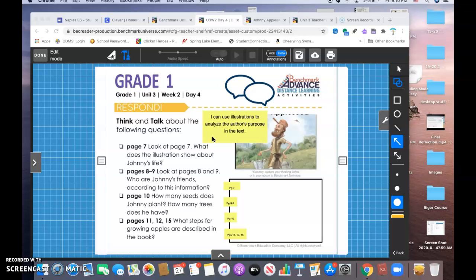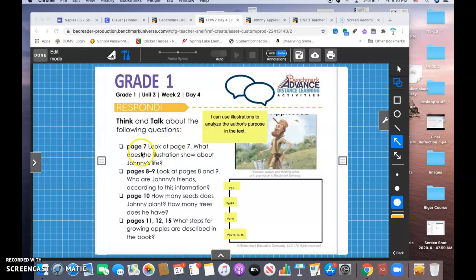I can use illustrations to analyze the author's purpose in the text. We're going to look and see how the author uses the illustrations to help us understand what the author wants us to know about the character or about the events in the text.